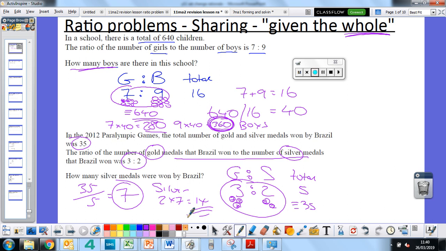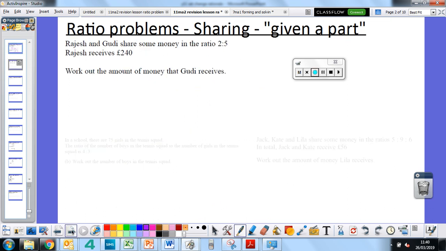They've given us the total. That's how we split it. Our second of 3 examples on this looks very similar. However, this time they're not giving us the total, they're giving us one of the parts. So look very carefully how we do this, please.